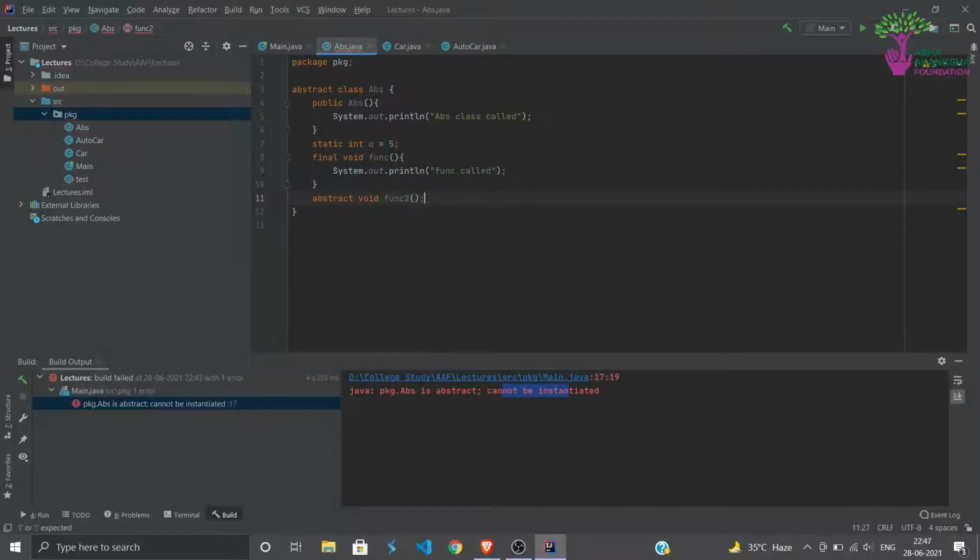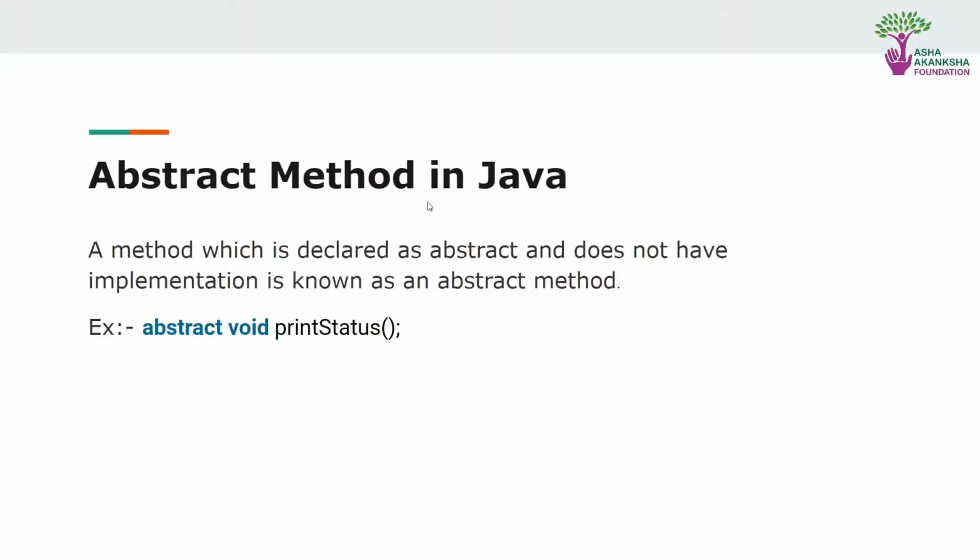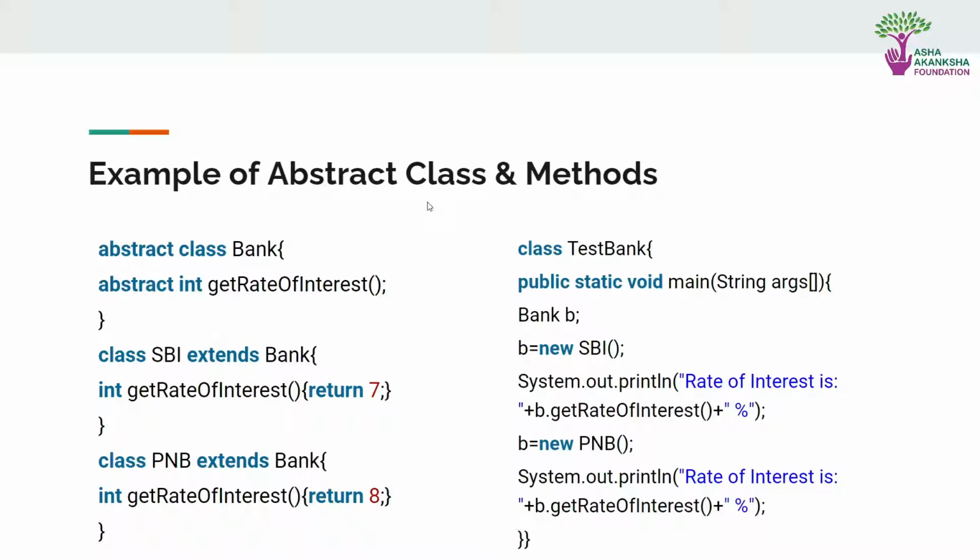We have to do this. So this is the way to make abstract methods. You do not do the implementation within this. To implement this, we have to make a child class, and within that we can override the method function too, and then we can use them. So this is how to work with abstract methods.